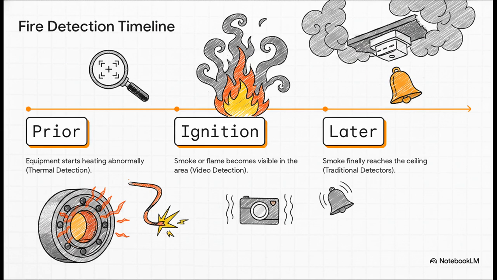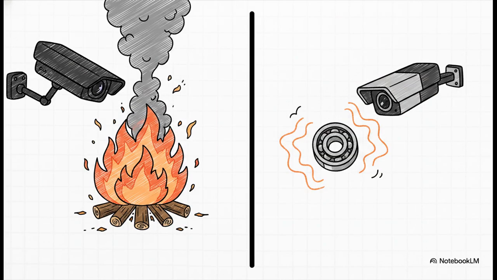This is the exact sweet spot where video detection catches the event. But look at the very top of the timeline. Hours or literally even days prior to ignition, a bearing or a pile of material might start running hot. Thermal detection catches this abnormal heating condition long before smoke even exists. I want you to let this sink in for a second, because this is arguably the single most critical distinction to take away from all of this.